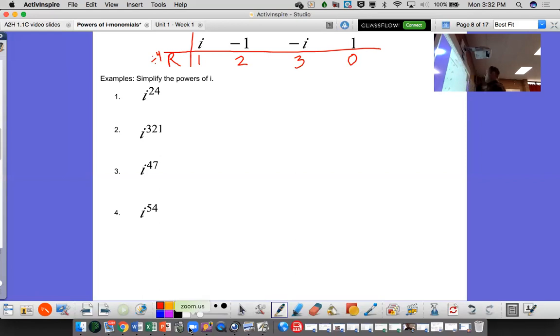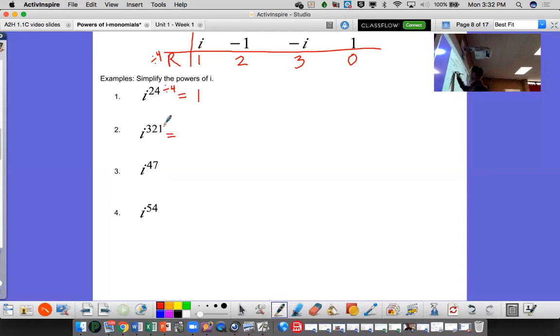Okay? So that means here I'm going to take this exponent and divide by 4 and see what I get. 24 divided by 4 is 6 evenly. I don't care that it's 6, but I do care that there is no remainder. So I could write it out as a power of 4 over and over again 6 times, and that'd be just 1 times 1 times 1 times 1 times 1. So the answer is whatever this guy says. Since its remainder is 0, it's a 1.